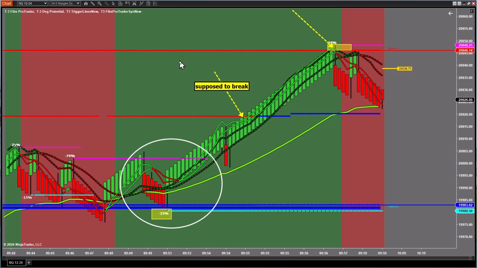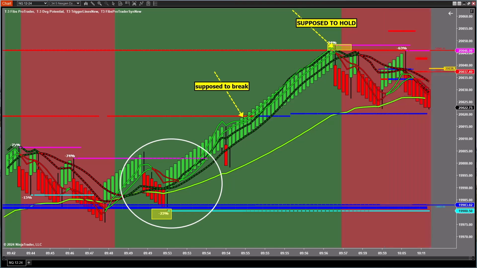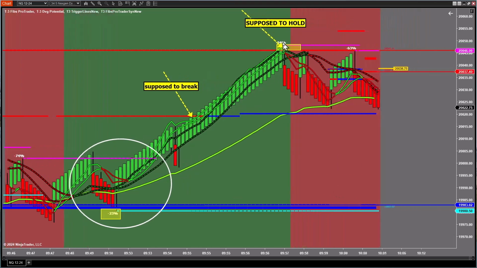You never know if it will or not. And then this is supposed to hold. It's not difficult. It's not rocket science, guys. And the other thing, obviously we do have news at 10, so it could go batshit crazy here in just a second. But, look, this is not rocket science. It's wait for a fib that's supposed to hold.